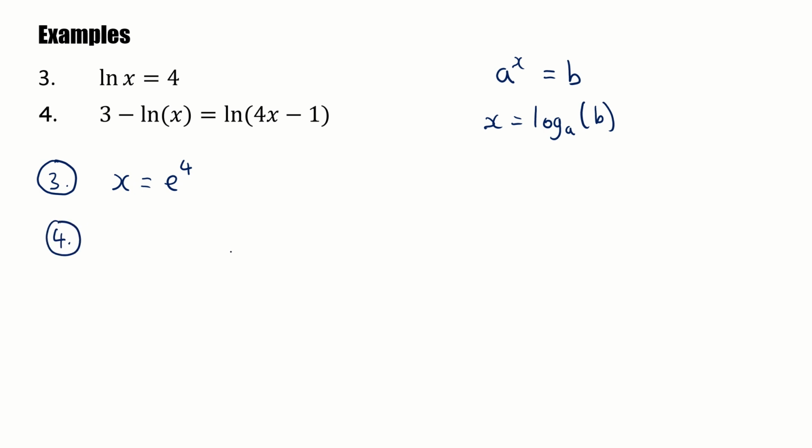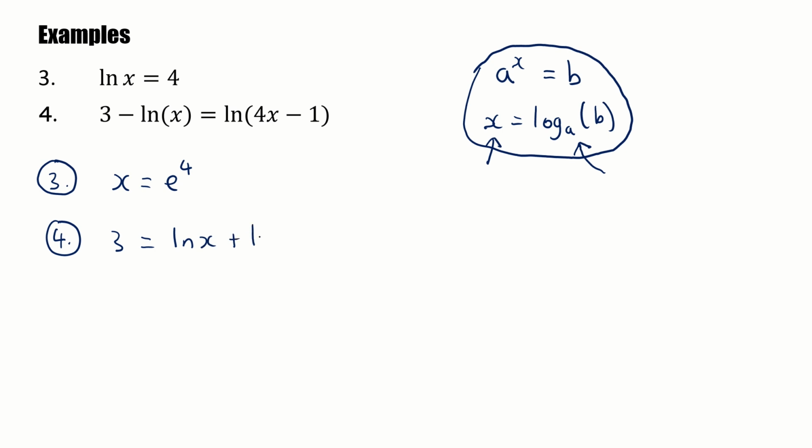We want to get rid of the logs, or the lns, and therefore to do that we're going to make use of this rearrangement up here again by rearranging it to the point where we've got all the logarithms, or lns, on one side grouped together into a single logarithm, and anything that isn't a logarithm on the other side of the equation. So therefore in this case we'd add ln of x onto both sides, so the ln of x and the ln of 4x minus 1 are together on the same side of the equation.